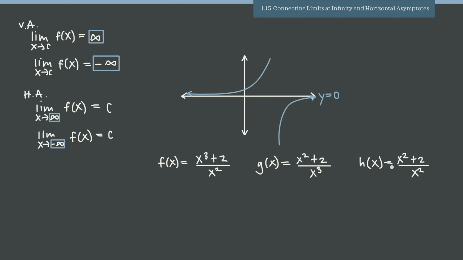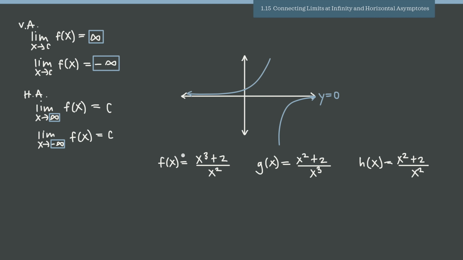The idea here with these rational functions is that you always want to look at the leading term in both the numerator and the denominator. And the leading term does not necessarily mean automatically the first term. It means the highest degree term. So for instance, in this f of x function, x cubed plus 2, x cubed is the leading term because it's a higher degree term than the constant 2.